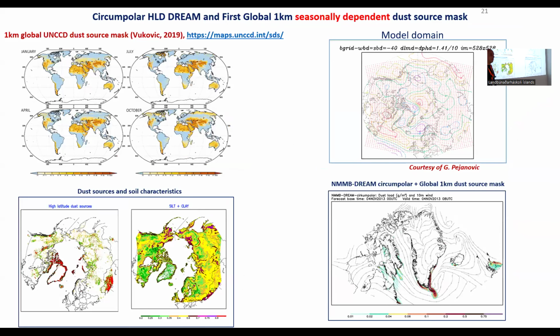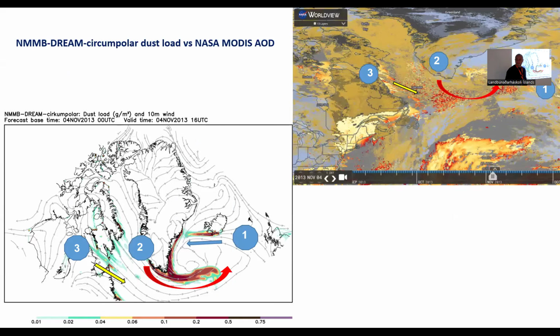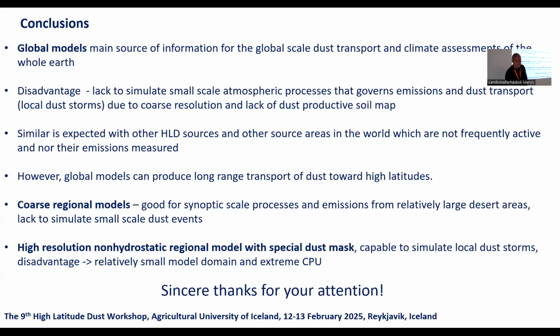A circumpolar version of the model: as I already said with my colleague Anna Vukovic, we implemented those masks in our circumpolar model. So this is the animation of the emissions from both Greenland and Iceland. This is a visualization of AOD from the satellites, which catches all these patterns. And that would be all from my side. Thank you.